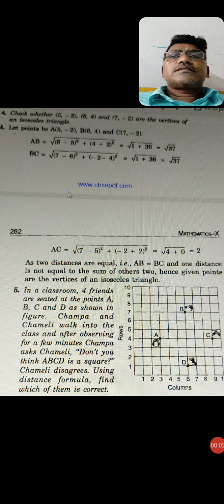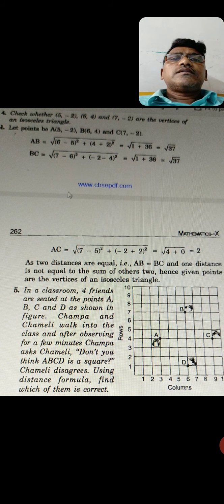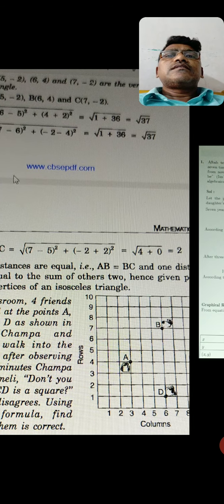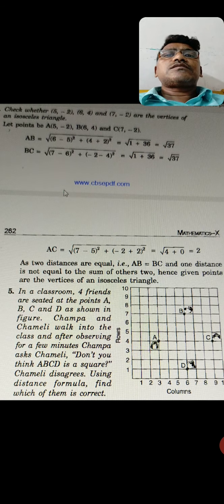Okay, third question I completed for you. Now I am going to start question number 4. This is also the same as the previous questions. Here, check whether the given points, I mean here 3 points are given, are the vertices of an isosceles triangle or not.